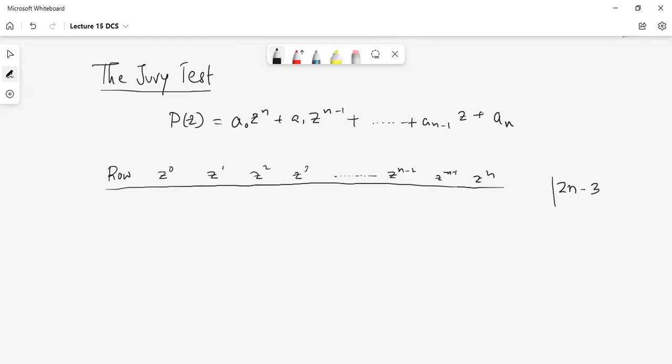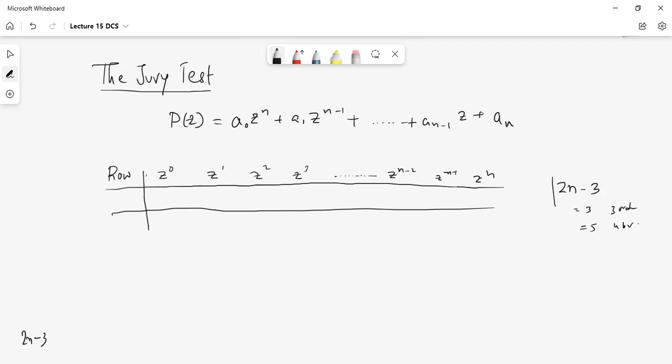So if your n is 3, the third order equation, it will be 6 minus 3 equal to 3. If it is 4, then 8 minus 3 will be 5. So this is for third order, and this is for fourth order. So how many rows will be there? Eventually the total number of rows will be twice n minus 3.